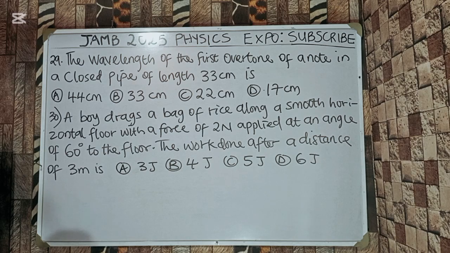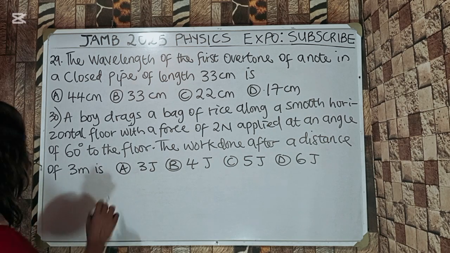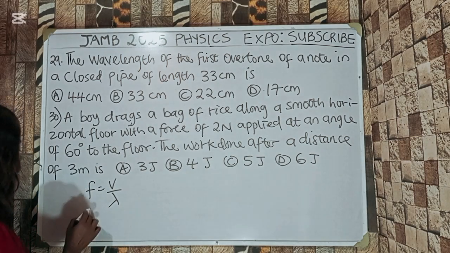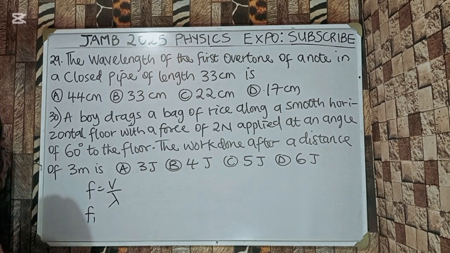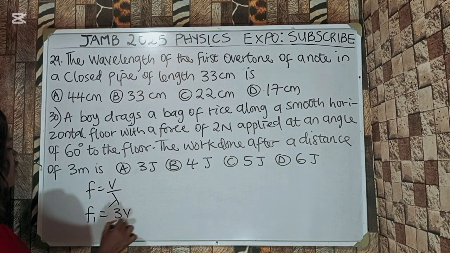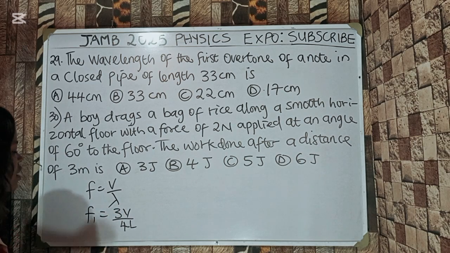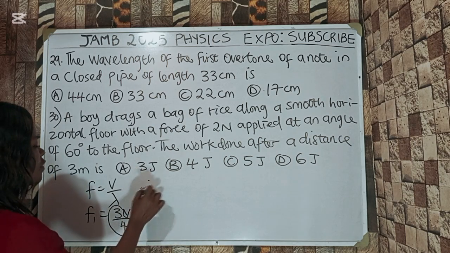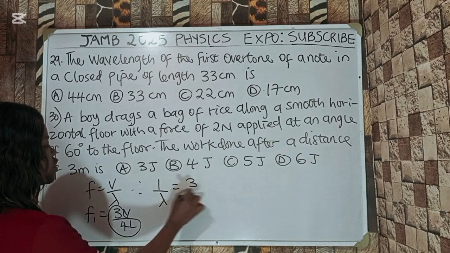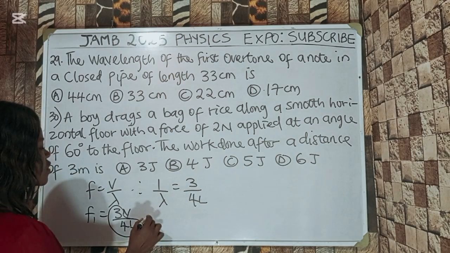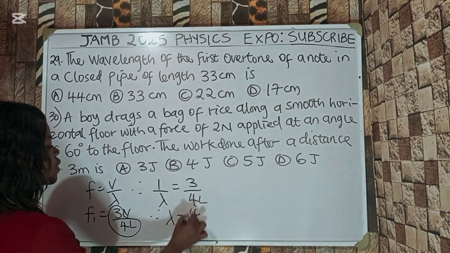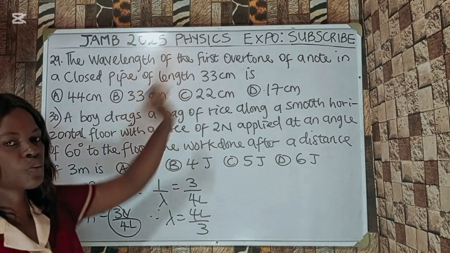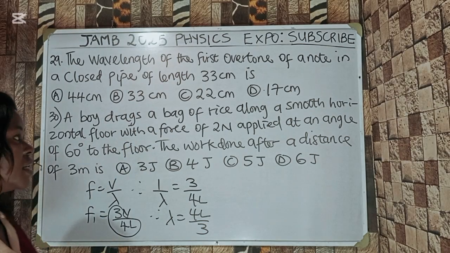The first thing is to know the first overtone of a closed pipe, knowing that frequency is equal to V over lambda, okay? But for the closed pipe, it is equal to 3V over 4L, right? So the whole of this is equal to my wavelength. So I will now say therefore 1 over lambda is equal to 3 over 4L, right? So therefore lambda becomes 4L over 3. Okay, now we are not going to change this to meters because the options we have are in centimeters.